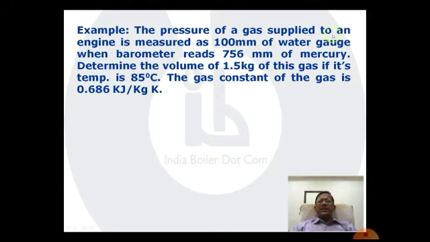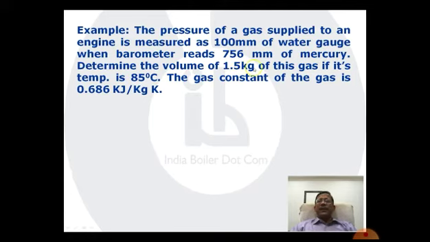Here, what is given? The pressure of a gas supplied to an engine is measured as 100 millimeter of water gauge. Now, they have given it in mmWC, and since they are measuring the water gauge, that means it is measured by a manometer. And we know that a manometer gives you the gauge pressure, right? When the barometer reads 756 mm of mercury, now I told you that if they mention the barometric pressure, you'll have to take that. Otherwise, you can assume it as 760 millimeter of mercury. They have mentioned 756 millimeter of mercury here.